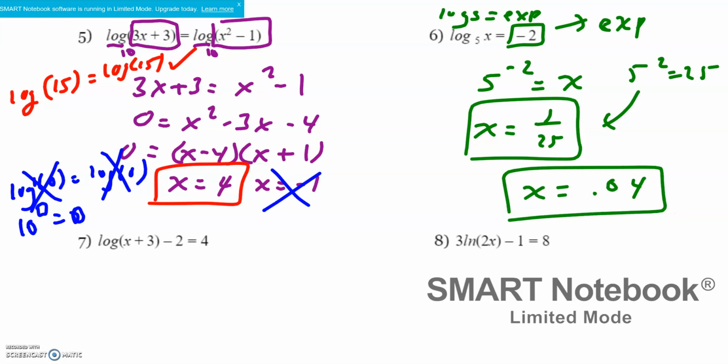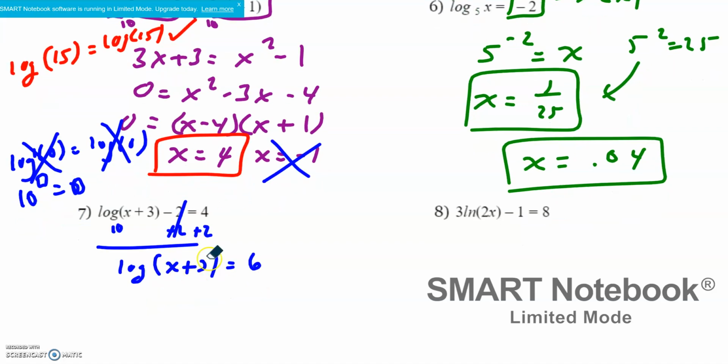Number 7, log of x plus 3 minus 2 equals 4. I would say that number 7 is going to be similar to 6, except it looks like we don't have a base. But really we do. Remember, when you see log, you assume it's base 10. I would suggest getting the log isolated. So the first thing I want to do is move that 2 over. So we're going to have log, technically base 10, of x plus 3 equals 6.